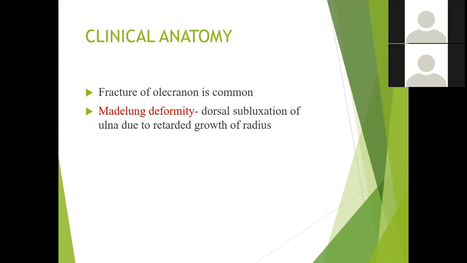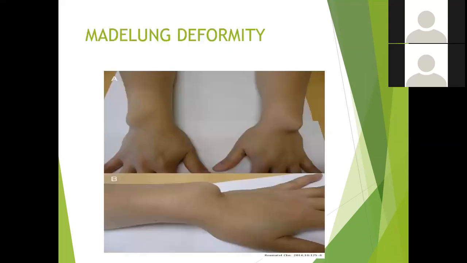The second one is Madelung deformity. So what is Madelung deformity? It happens because of retarded growth of the radius. If there is retarded growth of the radius, the ulnar bone automatically goes for subluxation. So it is dorsal subluxation of the ulna due to retarded growth of the radius. This is about Madelung deformity. You can see the picture here. In this picture, you can see the ulnar side or medial side, and the protrusion or subluxation of the ulna.